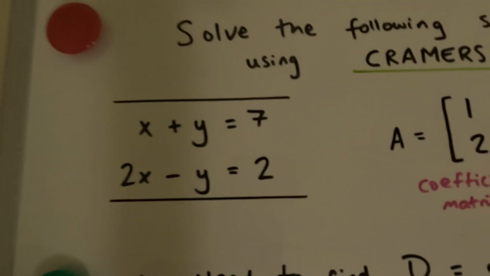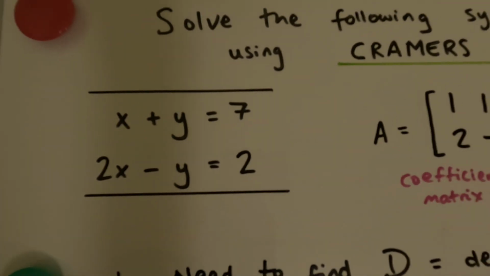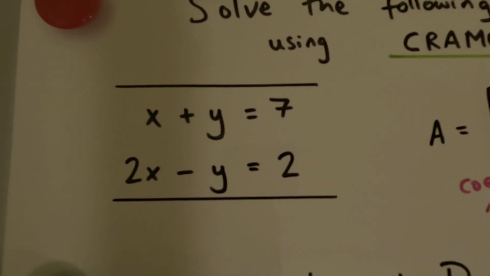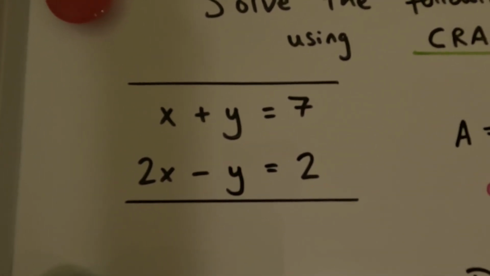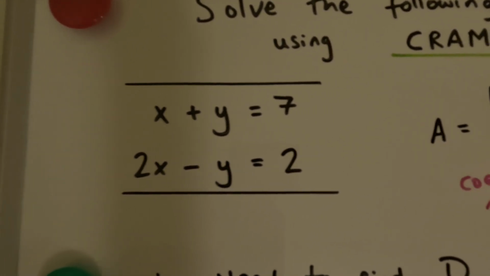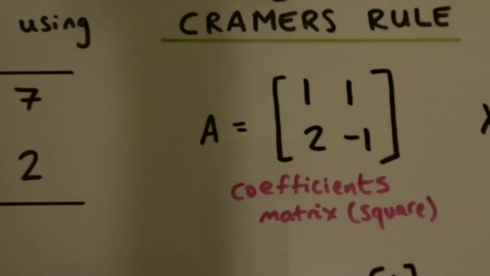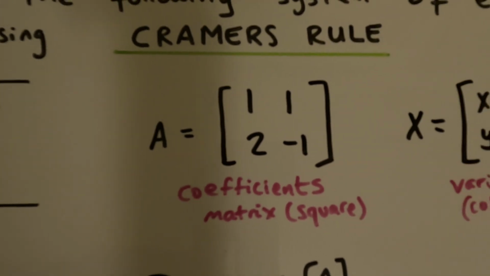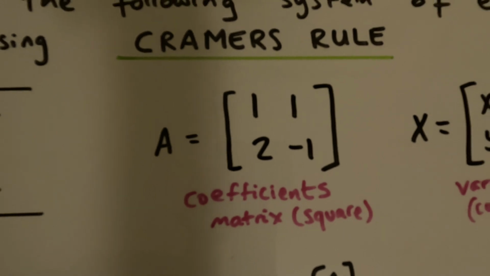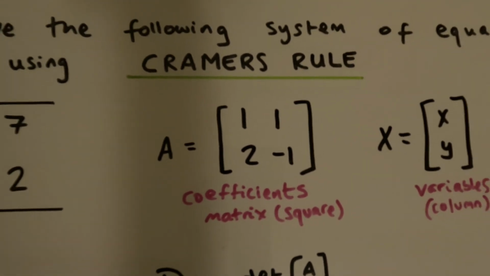So what we need to do is split it up into three matrices. We need to construct three matrices from this. The first matrix will contain the coefficients of x and y. That will be a square matrix, so we'll call that capital A. So that will be 1, 1, 2, minus 1, because those are the coefficients of x and y in the system.